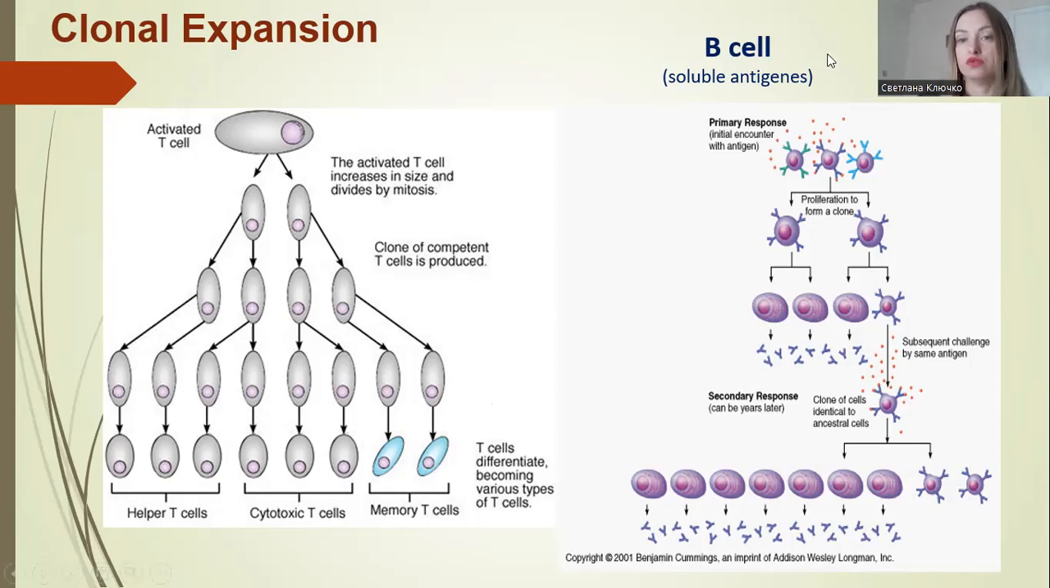B cells, humoral immunity mechanism, proliferation due to soluble antigens. Primary response: initial encounter with antigens, proliferation to form a clone. Then subsequent challenge by the same antigens, the secondary response, can be years later, for example, a clone of cells identical to the ancestral cells. As a result we have a clone of plasma cells, and plasma cells produce antibody against this antigen. This is the specific humoral immunity response.